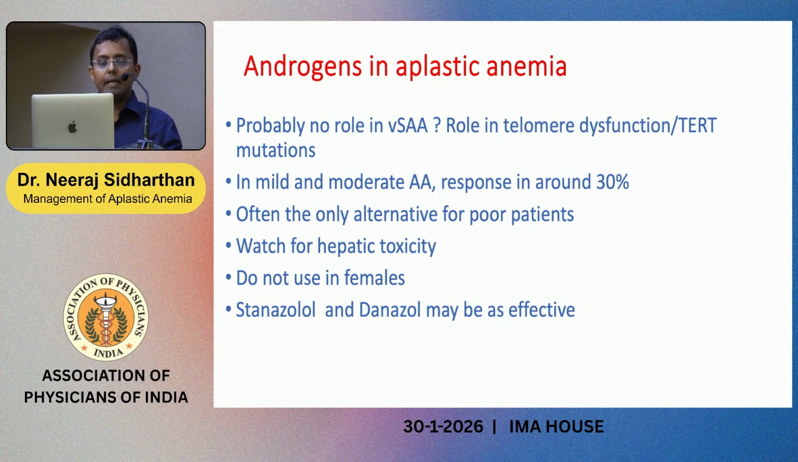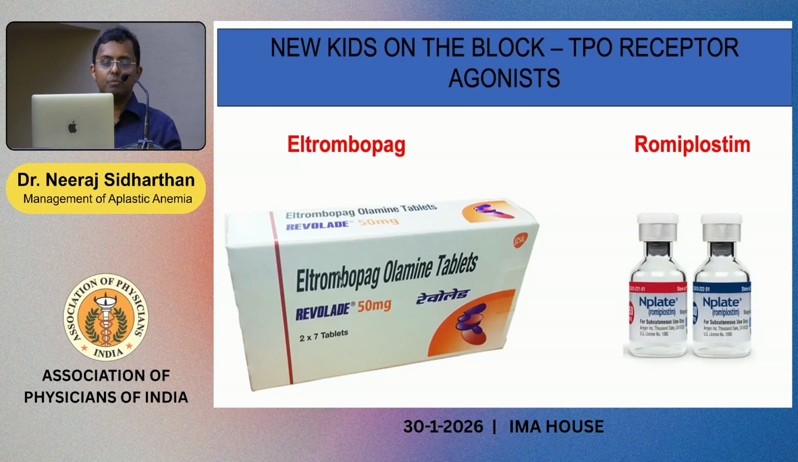So again, coming back to the role of androgens, it is one of the agents that we can give for aplastic anemia for relatively economically downward patients. We can use both danazol and stanozolol. Stanozolol is mostly used in men and danazol in women.